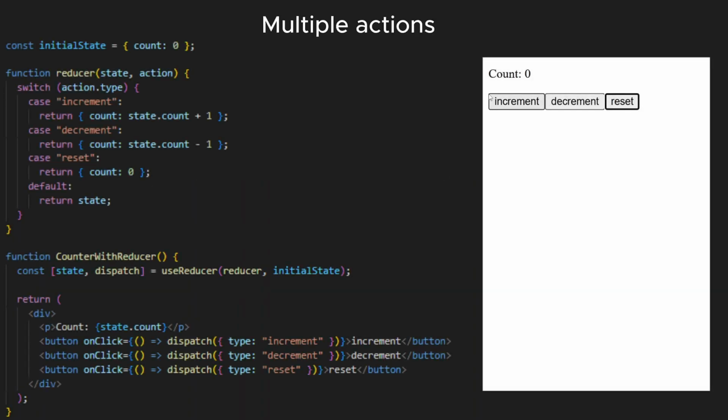useReducer is perfect for state with multiple actions. In this counter, we have increment, decrement, and reset. We define an initial state, count at 0, and a reducer to handle actions. Click a button, dispatch sends an action type, and the reducer updates the state. It's clean, structured, and scales well for bigger apps.